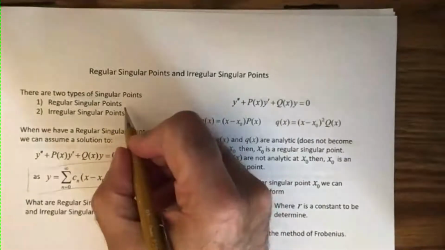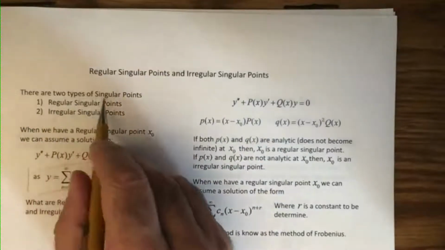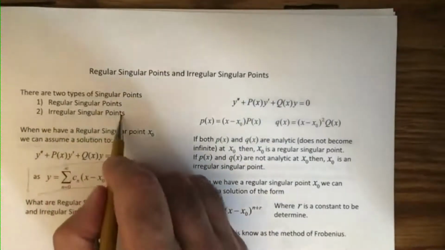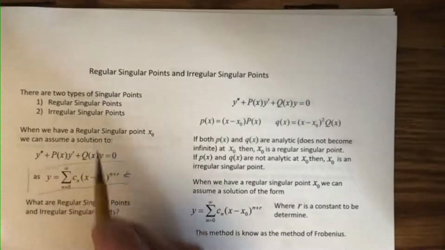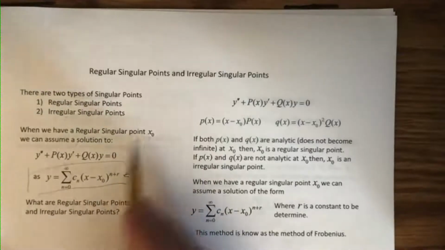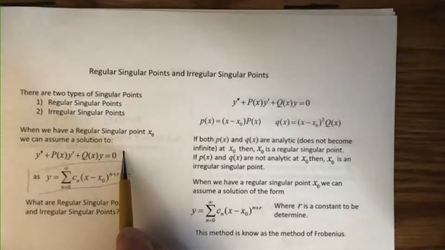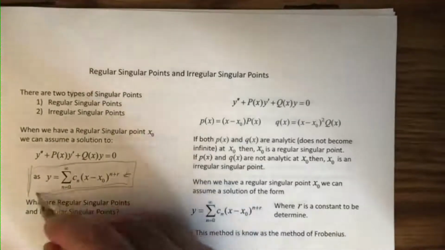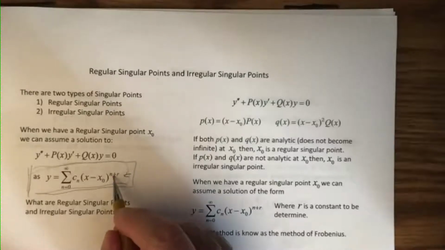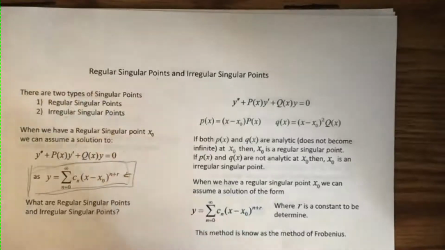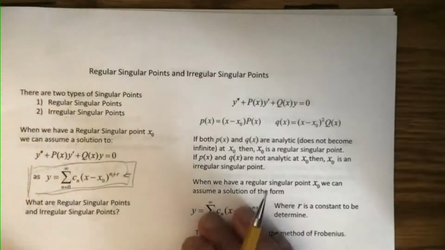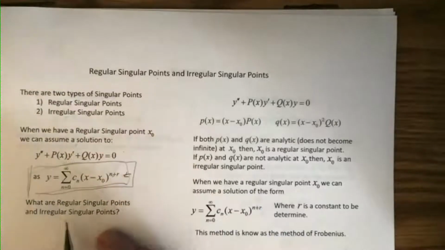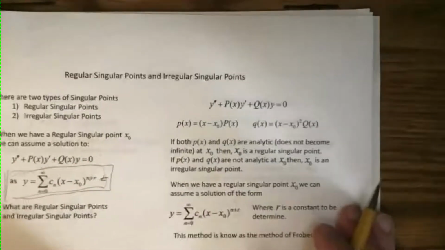Okay, so as I said here, there are two types of singular points: a regular singular point and an irregular singular point. Now when we have a regular singular point, we can assume a solution. I need to define what a regular singular point is, but first, when we have a regular singular point, we can assume a solution to our differential equation, not just x to the n, but x to the n plus r. The whole goal here is for you to understand when you use x to the n and when you use x to the n plus r.